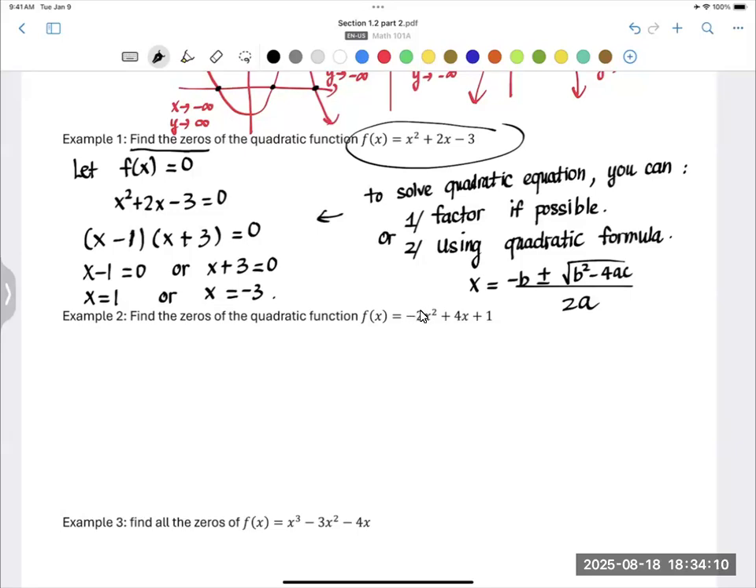This is a sub n. My a sub n is -2, which is not 1. So using the quadratic formula will be easier. So we're gonna do that.